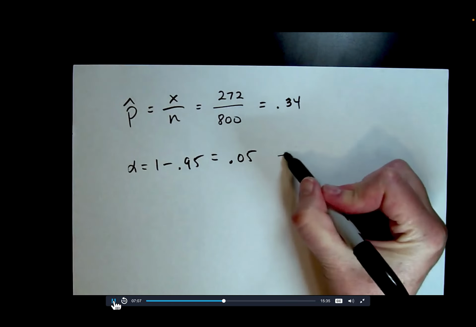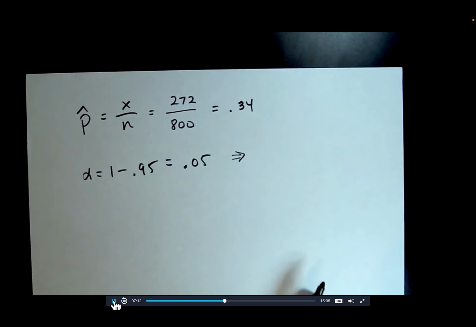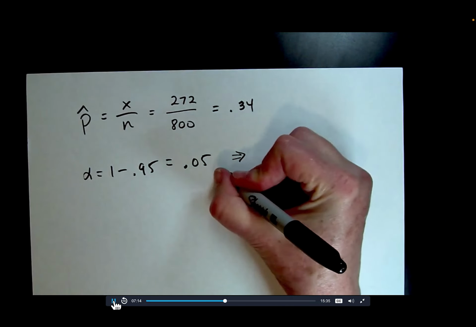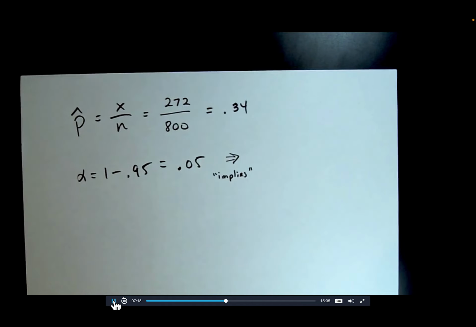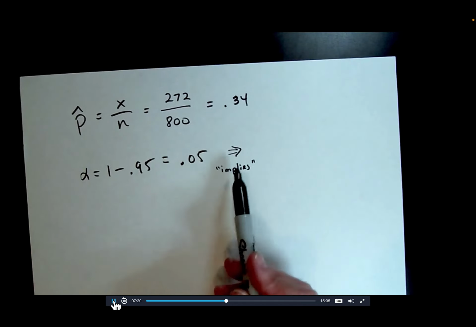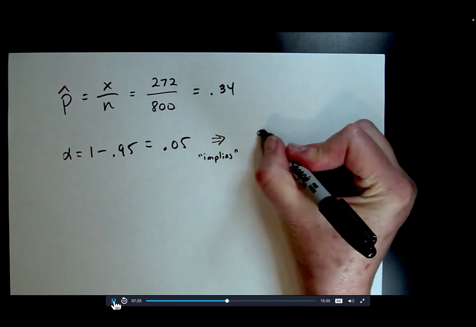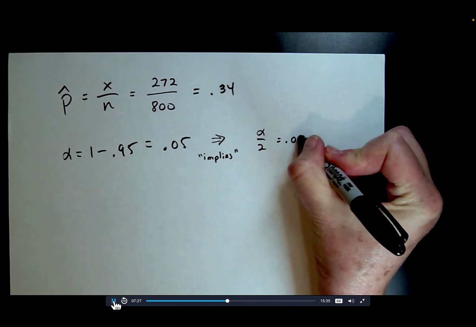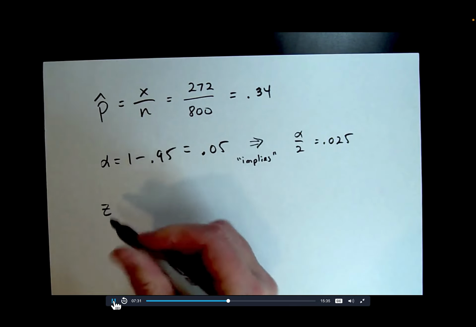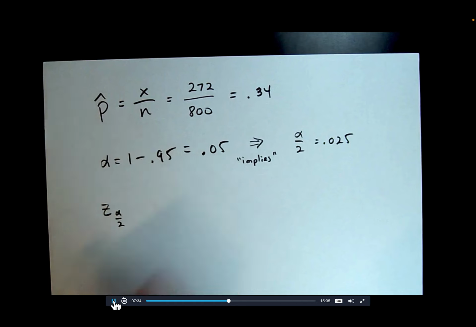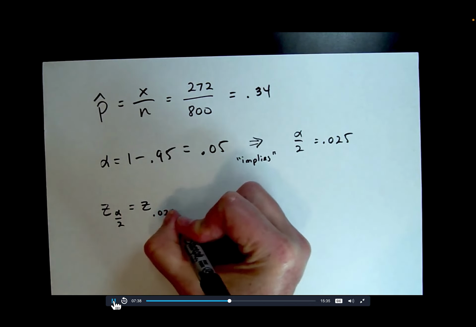Now that means then, this double arrow, by the way, is math shorthand for the word implies. It doesn't mean here's my answer or these two things are equal. It means this fact implies the next fact. Anyway, that implies that alpha over 2 is 0.025. And so the z that I'm looking for to put in the formula, z sub alpha over 2, is z sub 0.025.